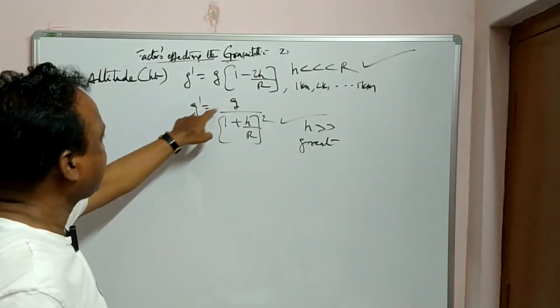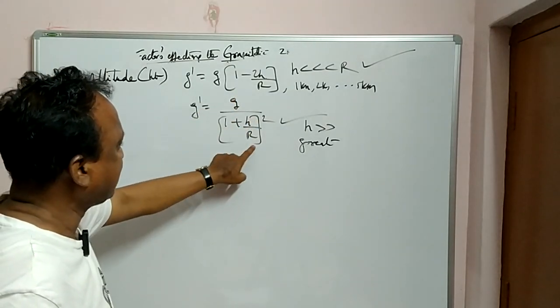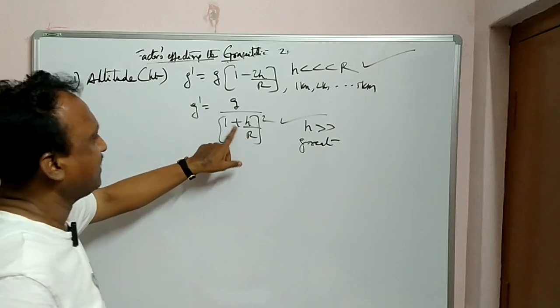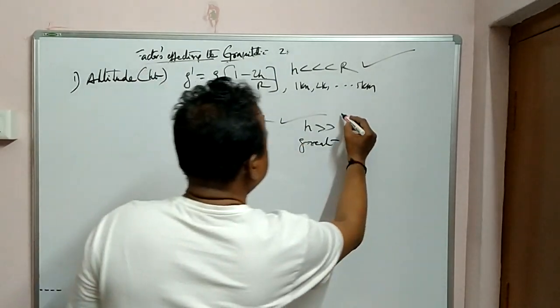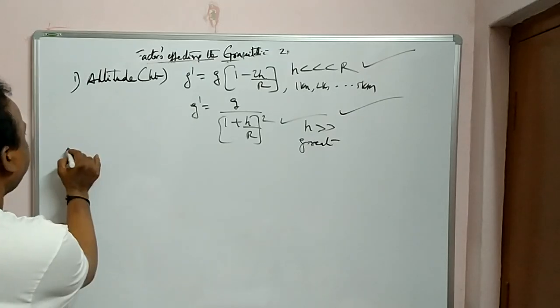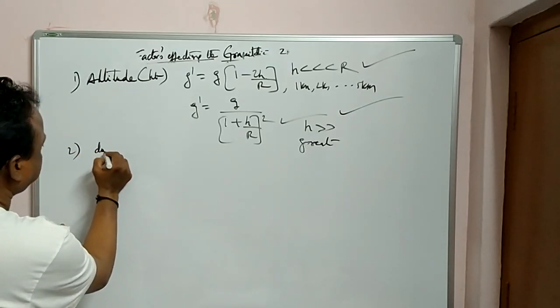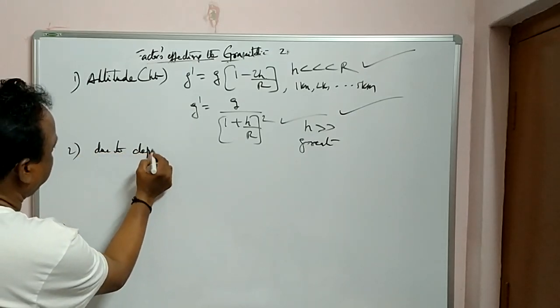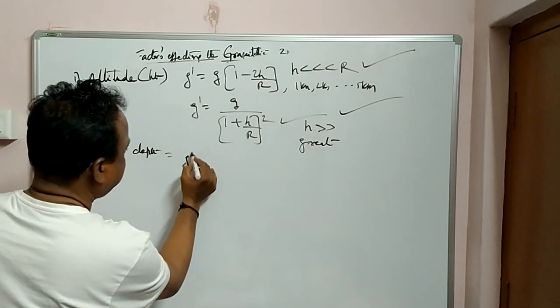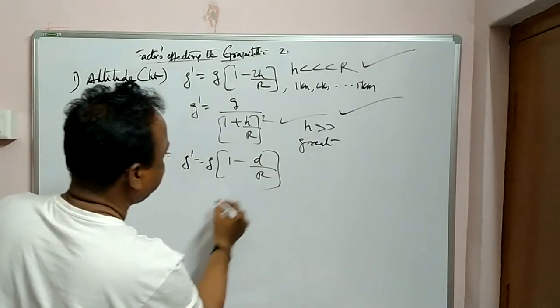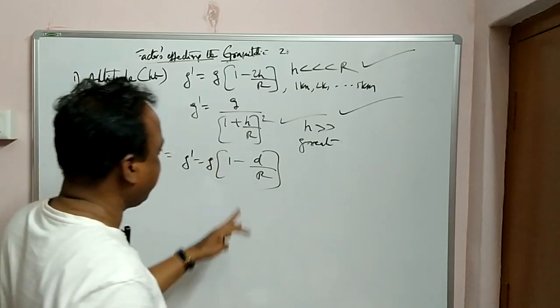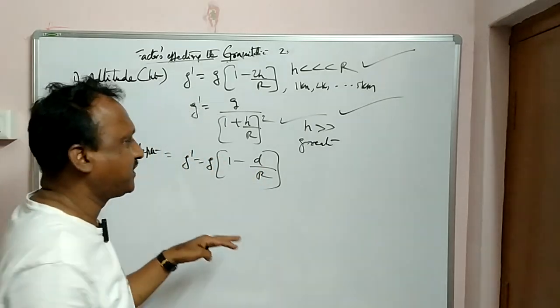What is it? G dash is equal to G by 1 plus h by r whole square, because going up this becomes negative: 1 plus h by r power minus 2, that is 1 minus 2h by r. This is the second formula. Similarly, due to depth, what is the formula we got? G dash is equal to G into 1 minus d by r. So here you can observe one thing: here also the value is decreasing due to depth.